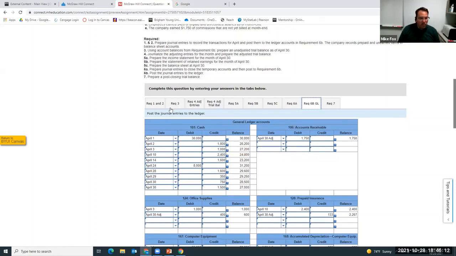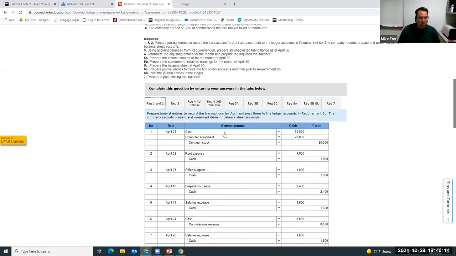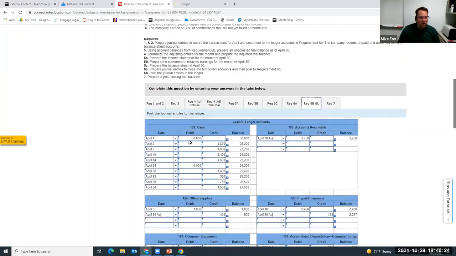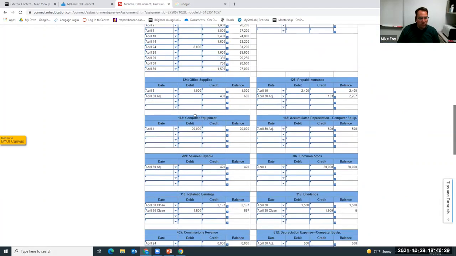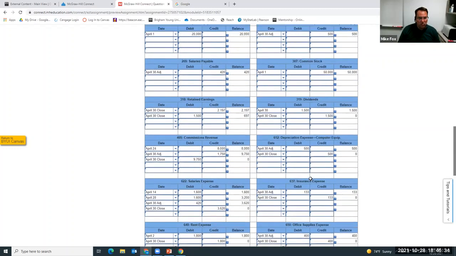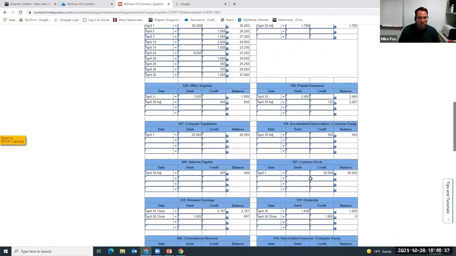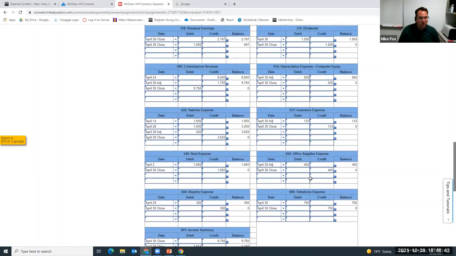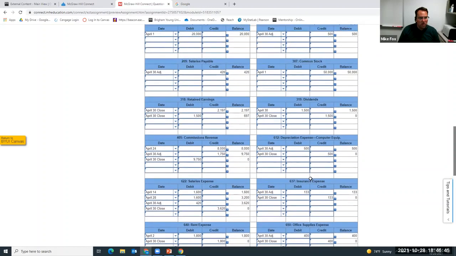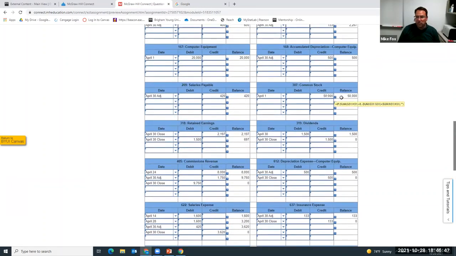So we go back to these entries we made all the way back in the first one. And we say, okay, I debited cash 30,000 on April 1st. I debited computer equipment 20,000. I credited common stock 50,000. So I come back over here. I record the debit on April 1st of 30,000 there. The debit on April 1st to computer equipment here of 20,000, and the credit to common stock somewhere. Where is it? There it is, of 50,000 on that same day.